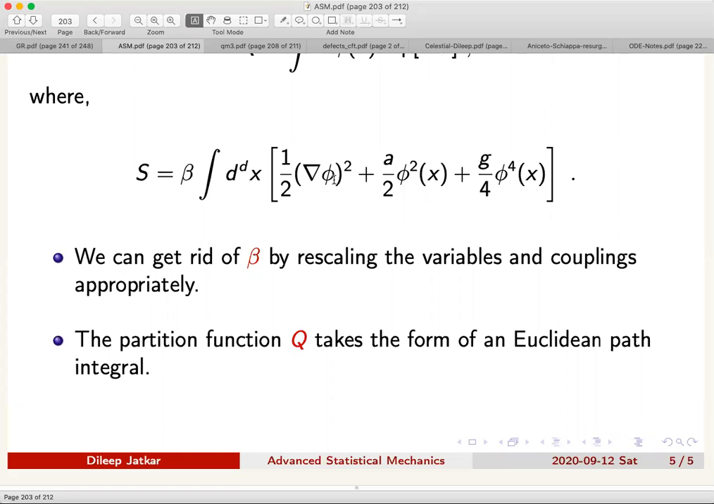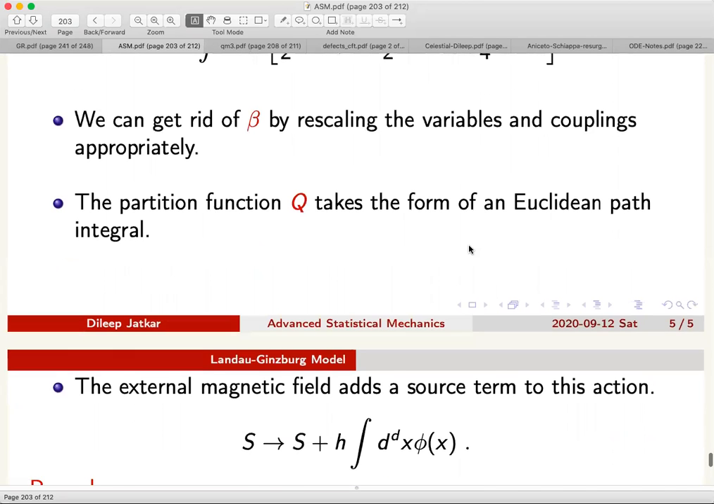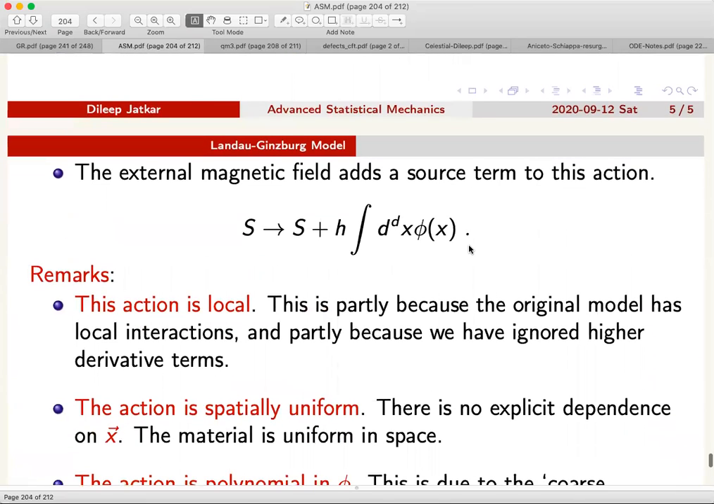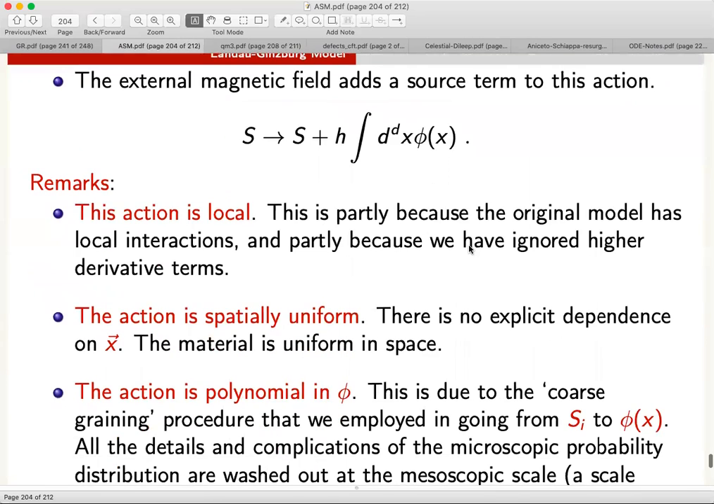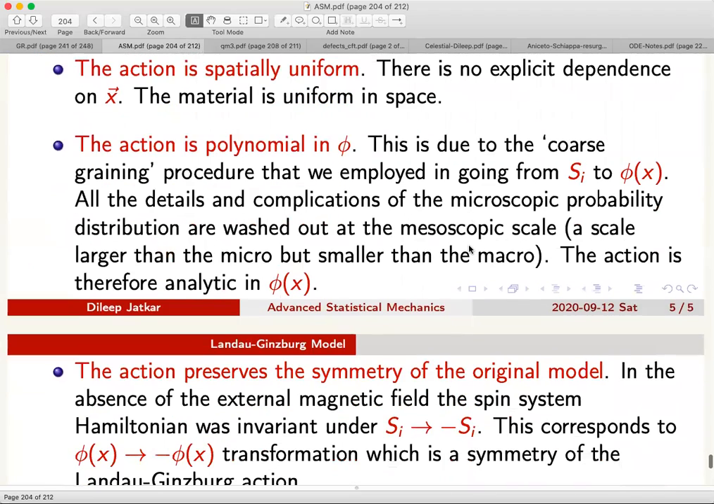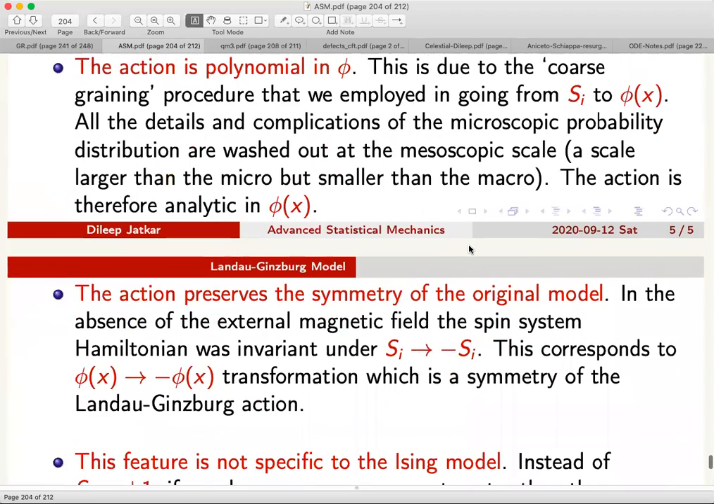This is in spite of replacing discrete degrees of freedom by continuous degrees of freedom, and not just continuous, but taking arbitrary real values. So as Landau emphasized, it is the symmetry of the model which is important, and he needs to write down a model which preserves the symmetries. This particular model definitely preserves the important symmetry of the spin system, namely the S going to minus S symmetry.